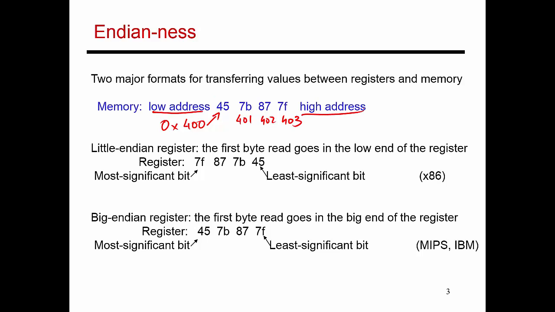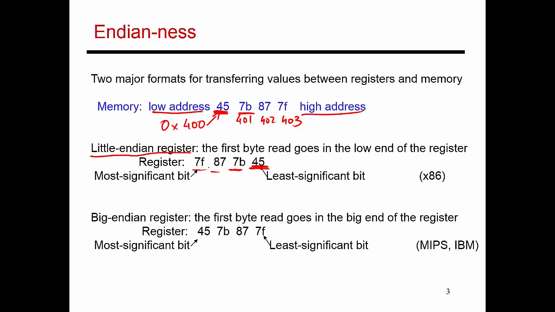Now, once I bring in a word, I've brought in this 32-bit entity. The question is, how do I place this into the register? If this first byte that I've fetched goes into the least significant byte of the register, that is referred to as a little endian register or a little endian architecture. The x86 architecture is an example of a little endian architecture. Once I've placed 45 here, the next byte 7b goes over here, the next byte goes here, and so on.